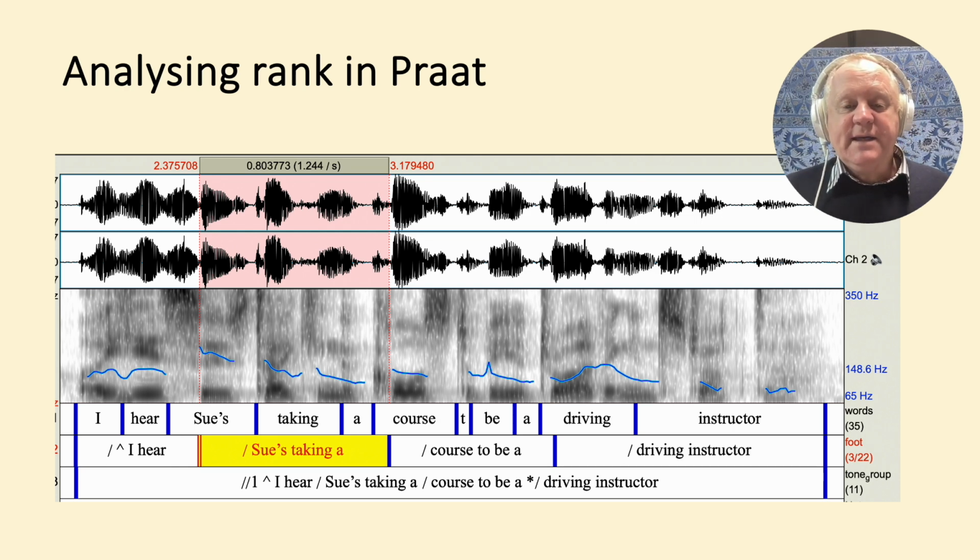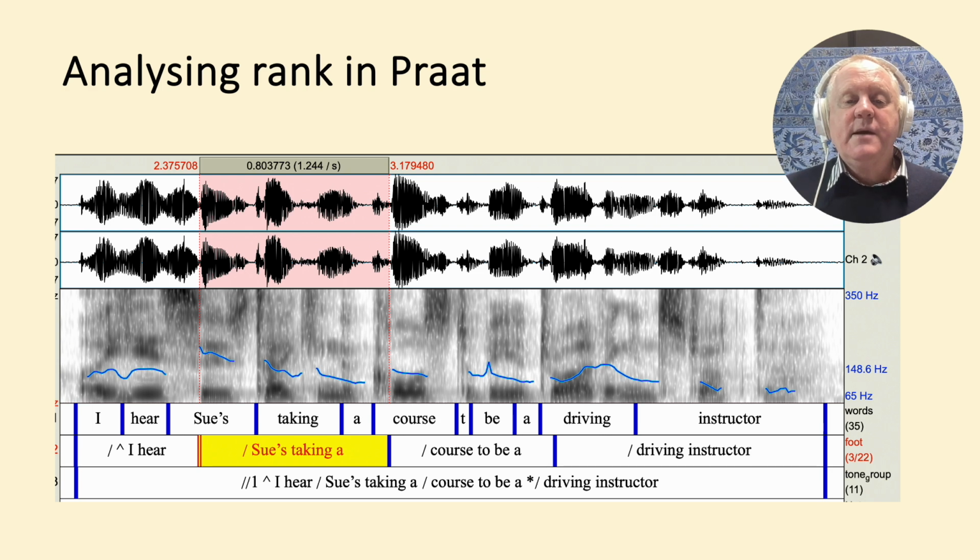There are 3 Praat tiers in this image, a word tier, a foot tier, and a tone group tier. Above these tiers is the spectrogram showing frequency variations, with the blue line approximating fundamental frequency or pitch. And above that, the waveform representation, both of which can be useful in identifying the boundaries of the units I have annotated in the tiers. I'm currently working on a separate episode in this series providing a basic introduction to using Praat. So if you are interested in learning how to use Praat for intonation study, keep an eye out for that episode.